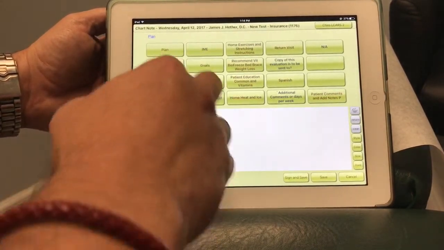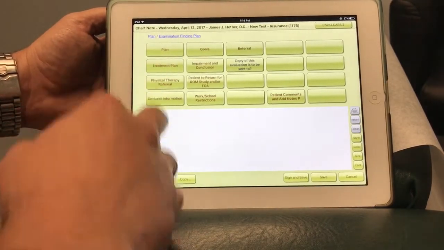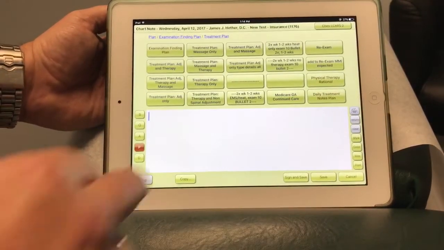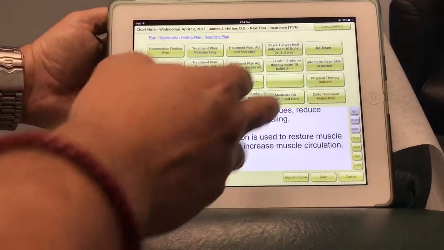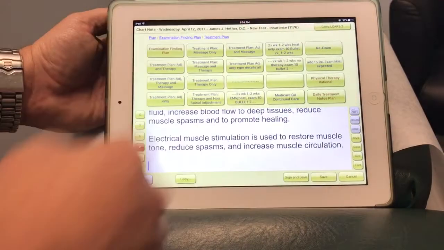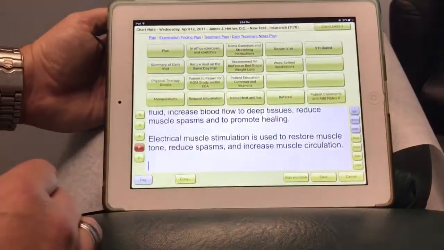We're going to go right under the plan. Let's say we want the person to come in twice a week for 1 to 2 weeks and reduce care as needed and give them muscle stim. Bam. We can push one button and type all that, or we can go down the list: how many times per week, what our physical therapy rationale is, when we're going to examine them. But from there, it's already pre-typed.